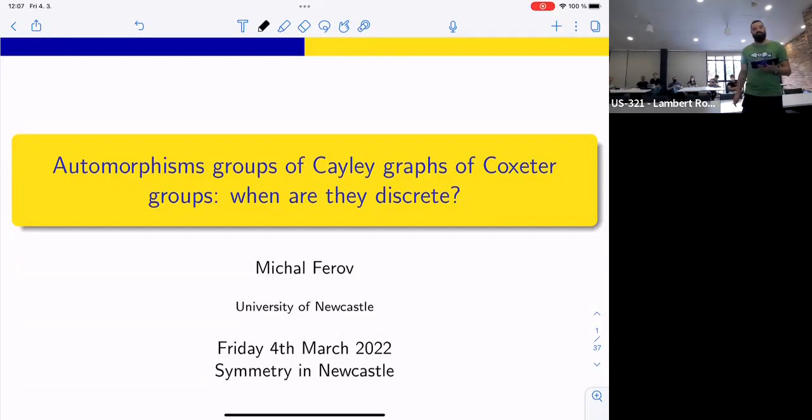We have 3 speakers today, and the first one is Michal Ferov from Newcastle itself, and he's speaking about automorphism groups of Cayley graphs of Coxeter groups. When are they discrete? Go ahead, Michal.